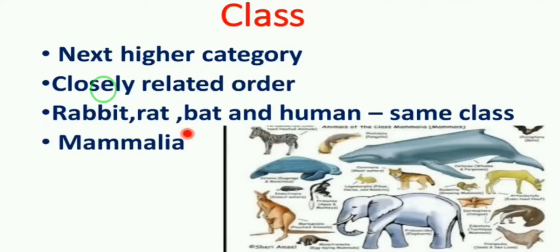The orders of different animals like rabbit, rat, bat and human possess some common features such as the presence of skin and mammary gland. Because of that, they come under the same class Mammalia. See all these pictures: whale, elephant, kangaroo, zebra. They have common features such as skin and mammary gland, so they come under the same class Mammalia.